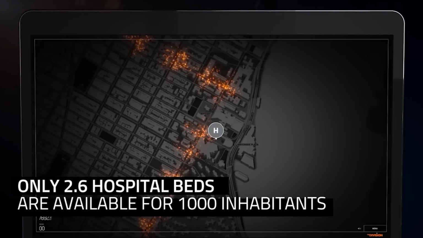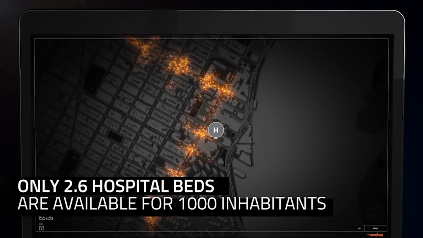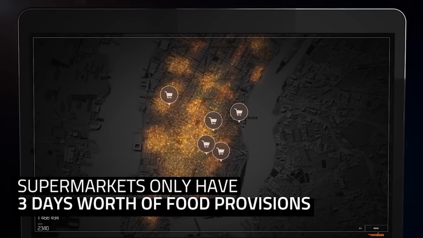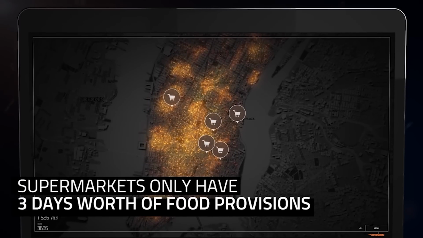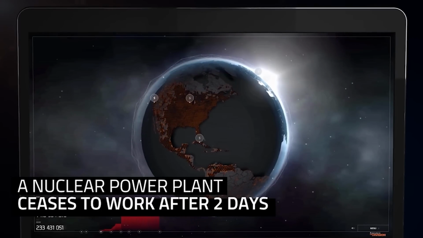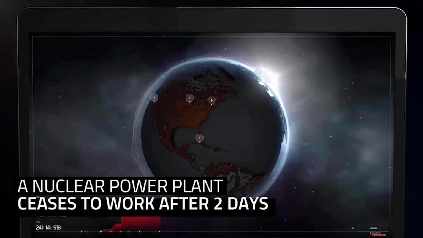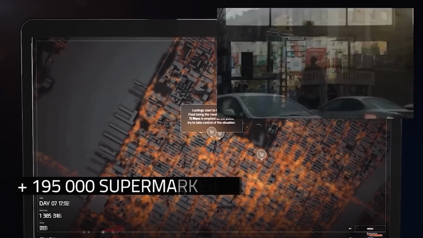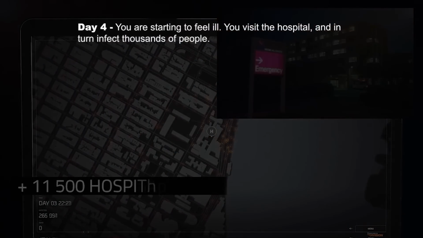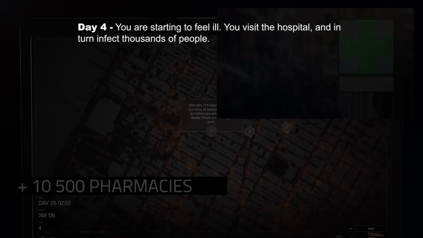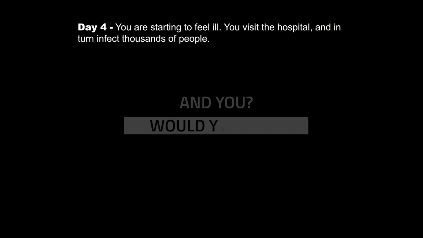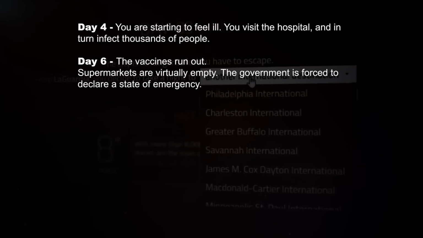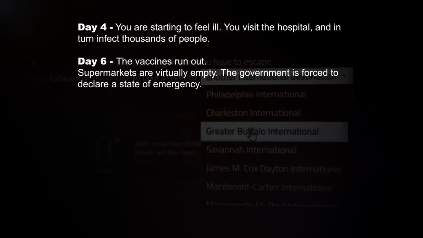The simulator used open source information on over 5,000 cities, on population densities, hospital and bed numbers, connections between cities and the rest of the world, as well as other real-world data. Shortly after giving your location, you'll run through the steps of what is about to play out. By day 4, you're starting to feel ill, you visit the hospital, and in turn, infect thousands of others. Day 6, the vaccines run out, supermarkets are virtually empty, and fights begin to break out over whatever's left.